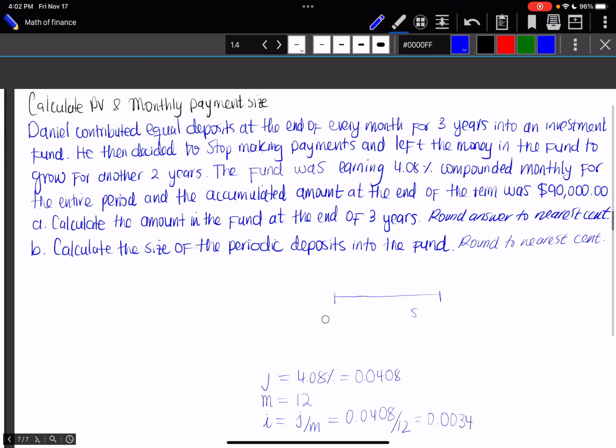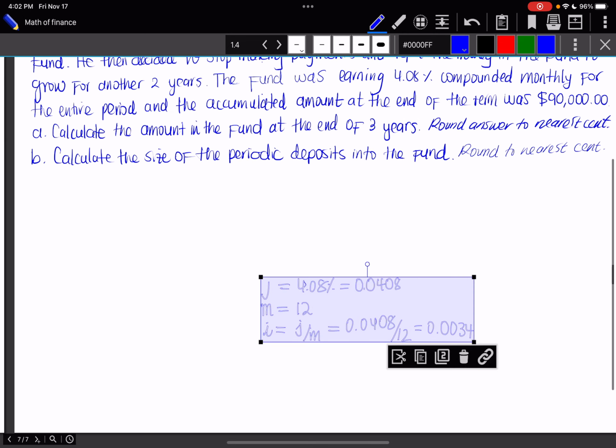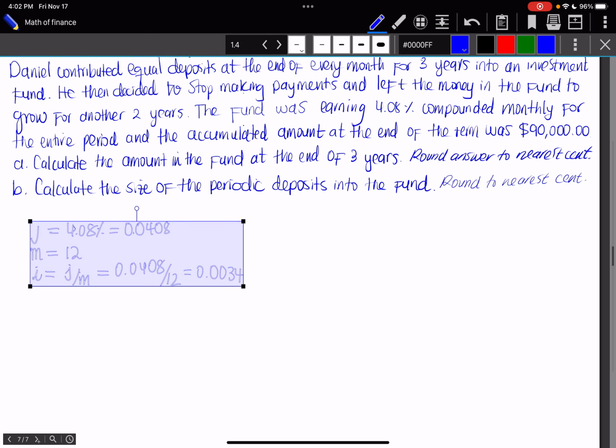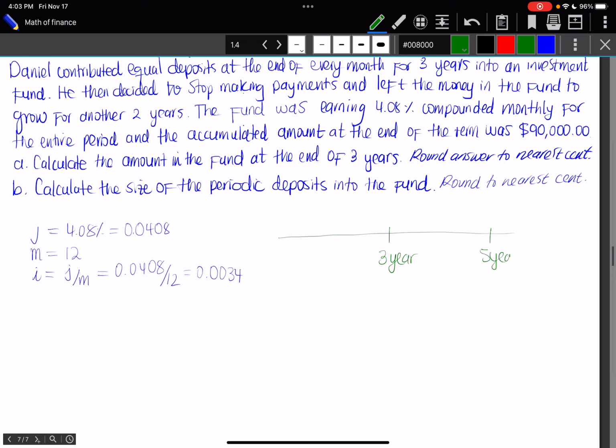And let's erase here and work with the information we just wrote to solve part A of this problem. Okay, in part A, we need to calculate the amount in the fund at the end of 3 years. So that's the amount in the fund at this 3-year mark. Then 2 more years, so here is after the 5 years.